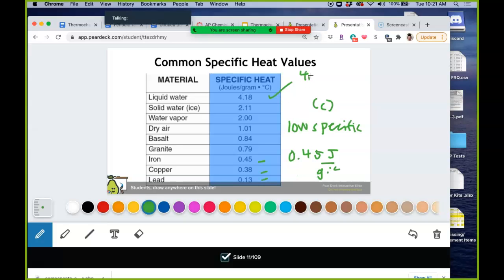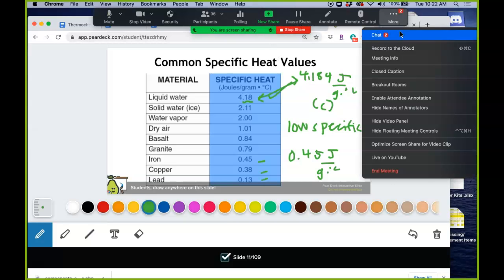Now, I realize that 4.18 or 4.184, please notice these are just abbreviations. This is just an abbreviated version. It doesn't look like a big number for water, but it is pretty big, relative to our metals down here when you see them. Your metals do not take a lot of energy to change temperature, and that's what low specific heats relate to. So let me see.